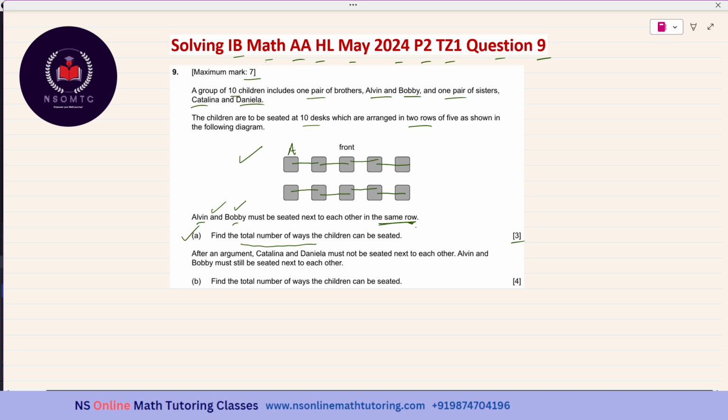And Alvin can sit over here and Bobby over here, or else Bobby can be over here and Alvin can be over here. This will be the same for every pair that I have taken. So it will be 8 times 2. Alvin and Bobby can be seated in 8 times 2, or equal to 16 ways.